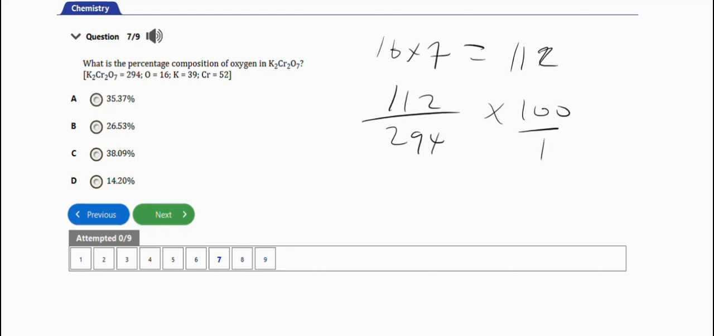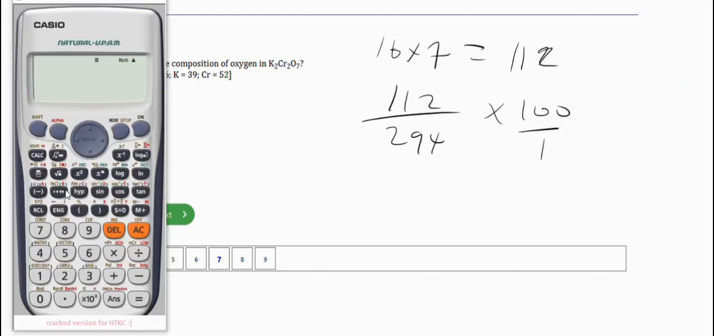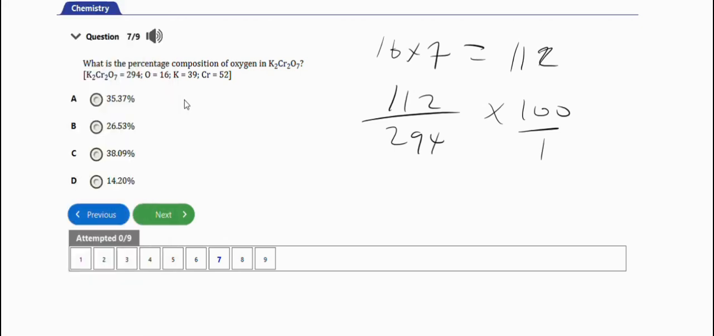So let's go to the calculator. We're going to have in fraction 112 over 294, times 100. That's all. Press equal to, we have the output, press SD, press SD again, to get 38.09. So the right option is option C. That's it for this question. Let's wipe this now and solve the next subject question.